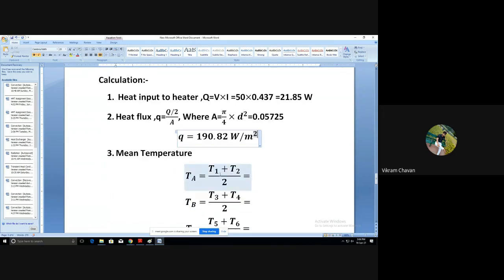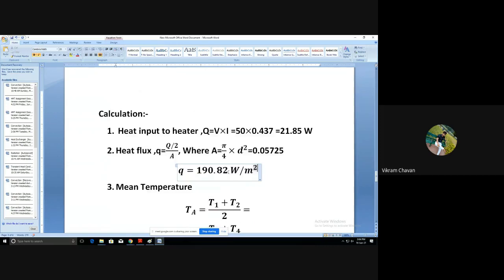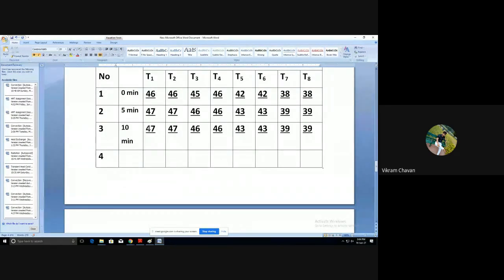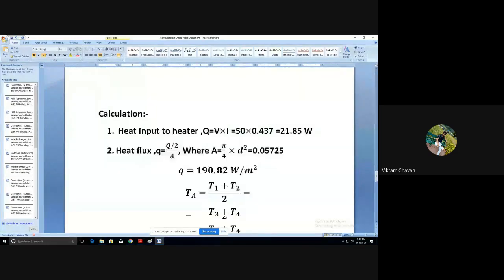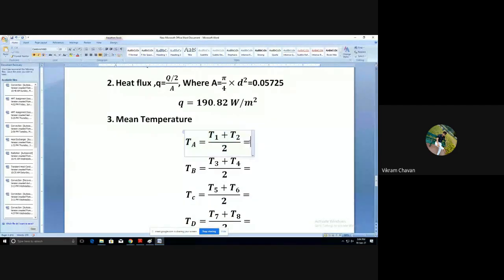Then TA will be the average of T1 and T2. T1 is in the final reading; we have to consider only the final reading. So the average of 47 and 47 will be 47 only, 47 degrees Celsius. Okay.